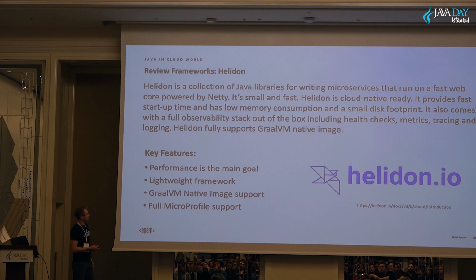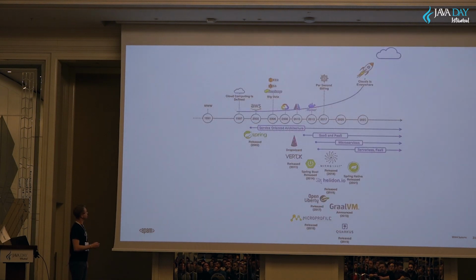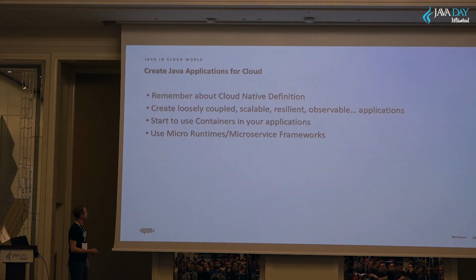For example, again, Helidon, also an interesting framework, which was open sourced by Oracle. Initially, the Helidon project was named J4C, Java for Cloud. And it's also another framework which provides us a lot of capabilities and allows us to build cloud-native applications and live in the cloud. And yeah, this is the big picture.